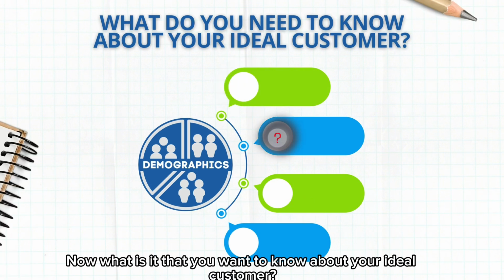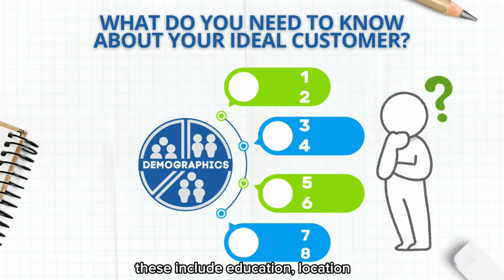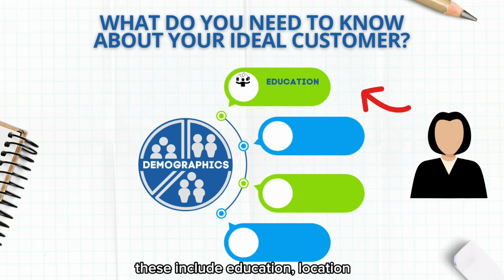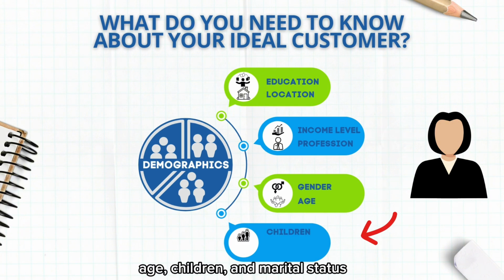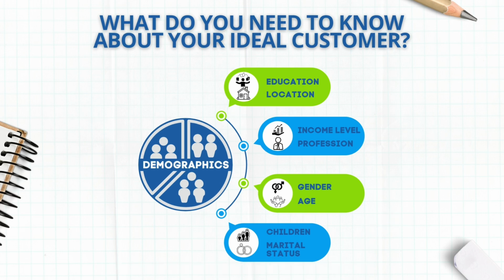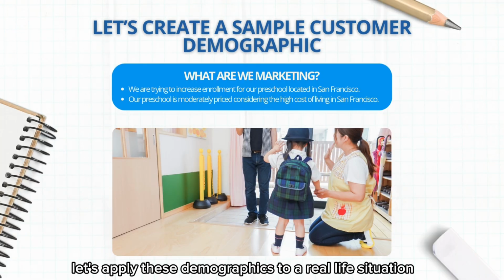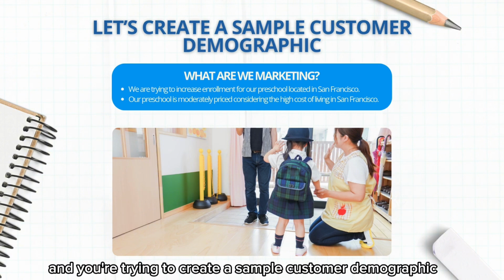Now, what is it that you want to know about your ideal customer? There are 8 areas as far as demographics that you'll want to know. These include education, location, income level, profession, gender, age, children, and marital status, which we'll go into more detail right now. Let's apply these demographics to a real-life situation. Say you work for a preschool that's moderately priced and you're trying to create a sample customer demographic.